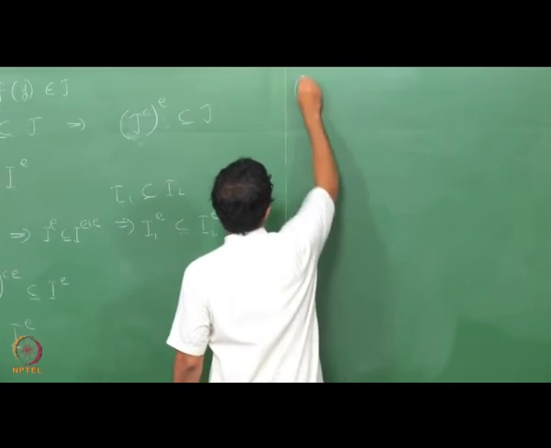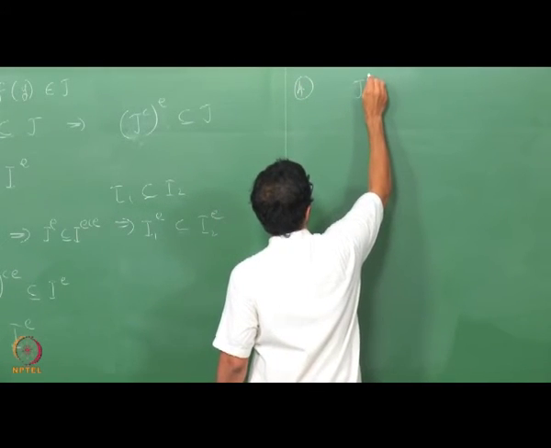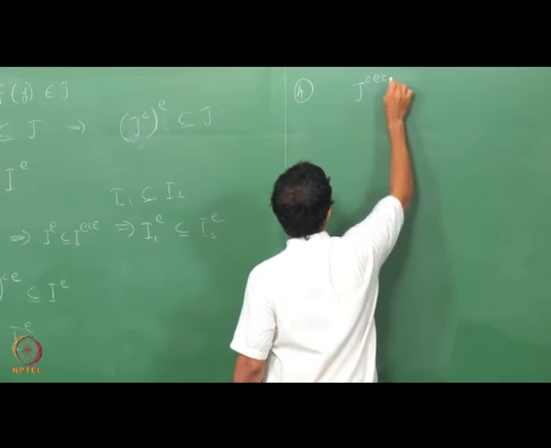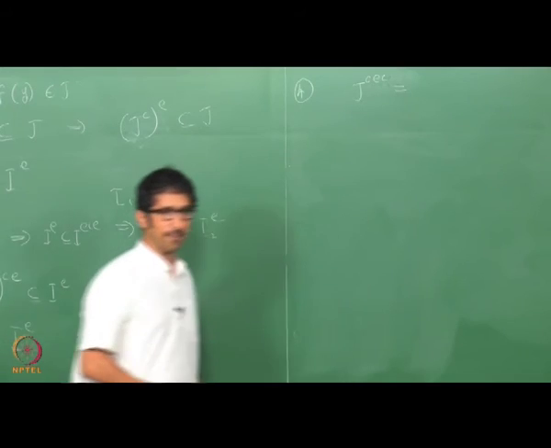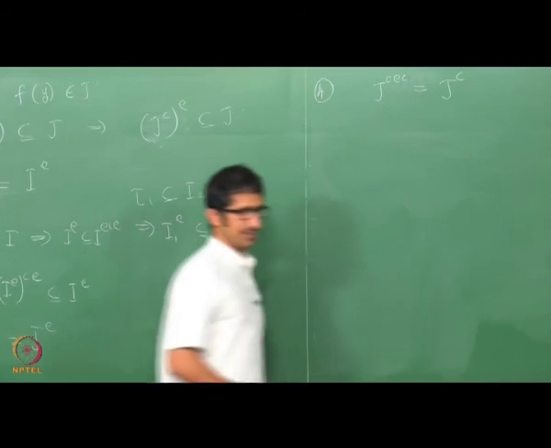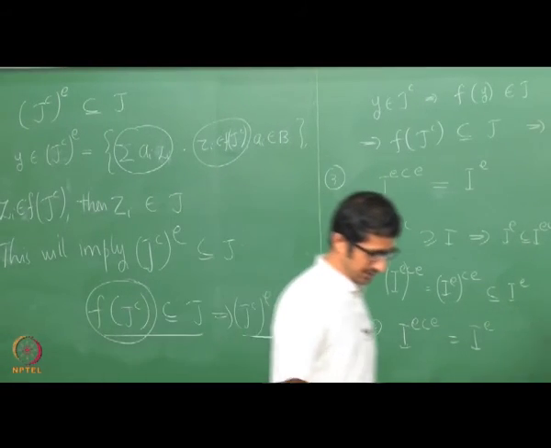Property 4 is, I take J, contract it, extend it and contract again, what should we get? J contracted. That is again natural, try to prove it this way.